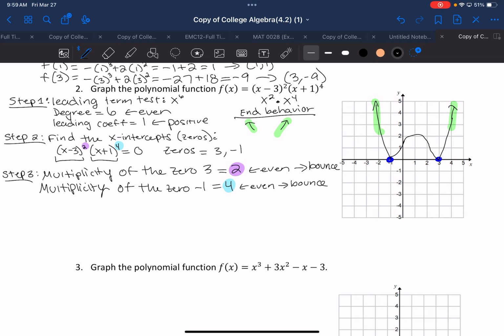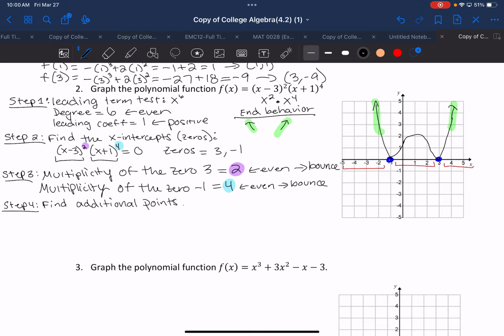And now we can find some additional points. So I have 3 intervals that I would want to check here if you wanted to be super accurate. This interval on the left of the first x-intercept, the interval in between the 2 x-intercepts, and then the interval to the right. 3 intervals I could check and plot specific points. We're going to find some additional points.